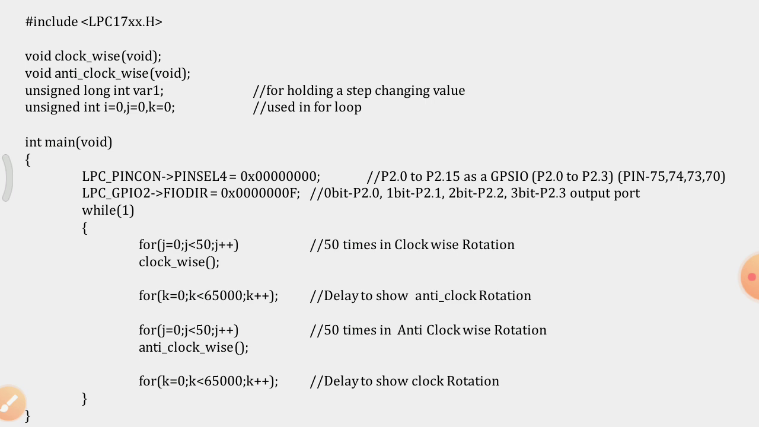Then again, after 50 times, I am generating some delay so that I go back to clockwise rotation, so that the motor will rotate in clockwise direction as well as anti-clockwise direction continuously. This can be modified as we want for any of the applications. Now, how are these clockwise and anti-clockwise functions defined for P2.0, P2.1, P2.2 and P2.3?